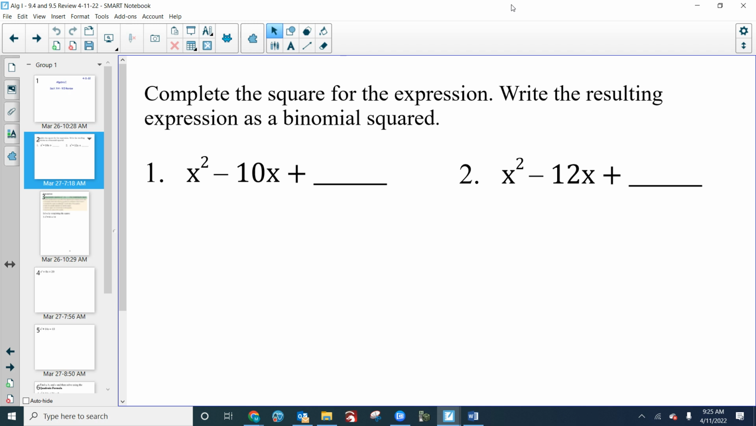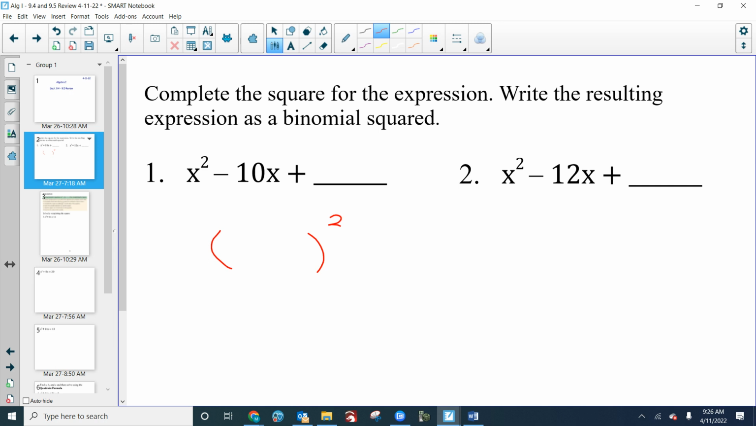All right, eyes up here for a second. Does anybody see an equal sign in number 1? No. Should you have an equal sign in your answer? No. This is called an expression. No equal sign. Not an equation, an expression. So when you go to fill in the blank and then write the resulting expression as a binomial squared, should I have an equal sign in my answer?